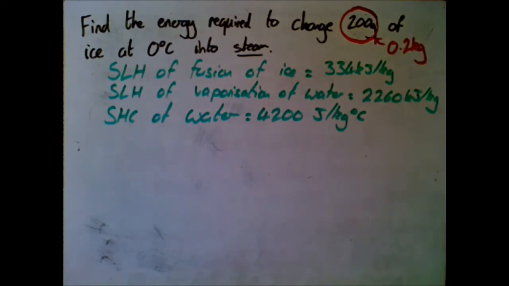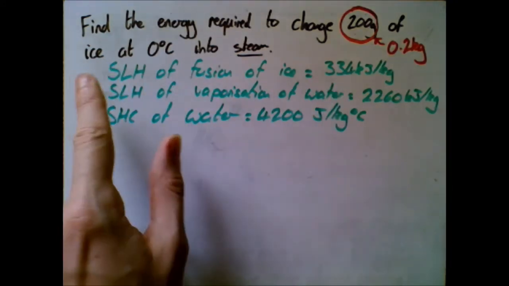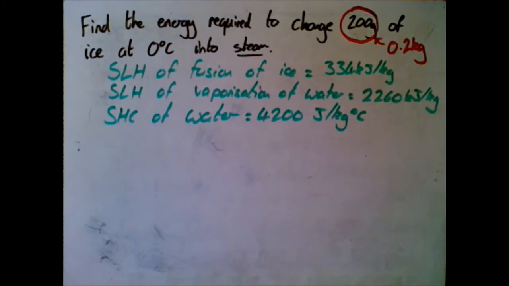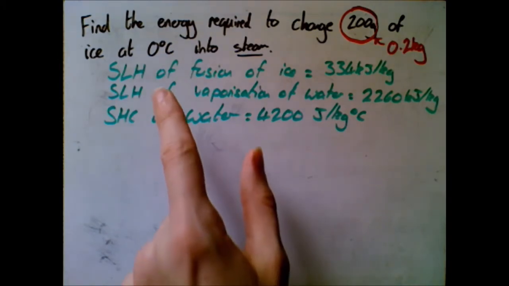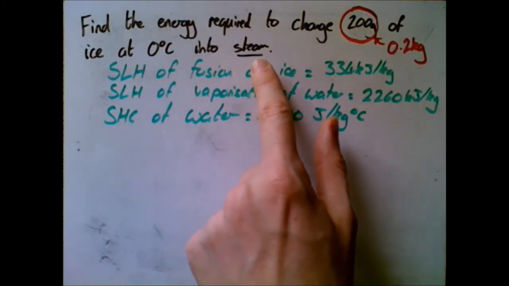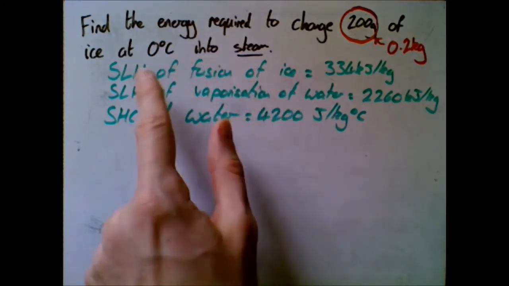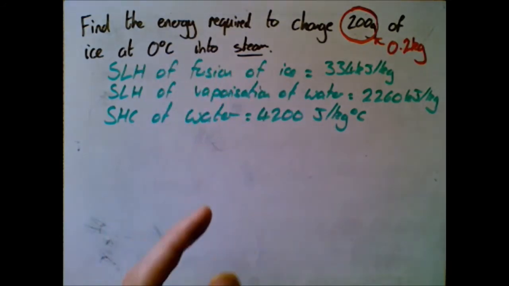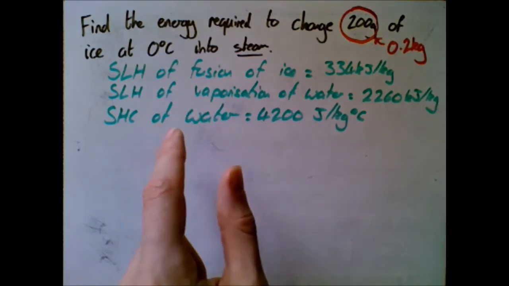Now let's think about it. So we've got ice at 0 degrees C. We want to turn that into steam. We first of all have to turn that ice into water. So the first thing we've got to do is think about how much energy we need to turn 200 grams of ice into water. Then we've got to heat that water up from 0 degrees C. Well, if it's steam, it must be up at 100 degrees C, so all the way up to 100 degrees C. And then we've got to change the 200 grams of water into steam.